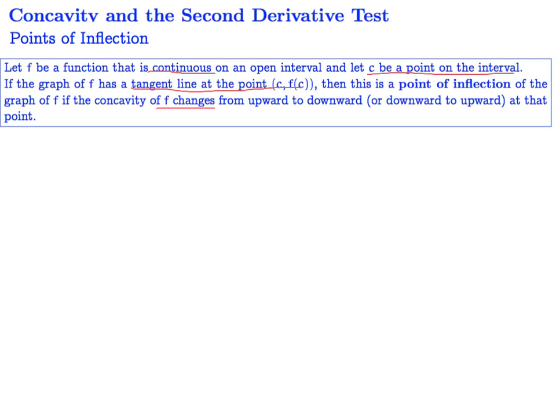I'm going to draw a few pictures of graphs here, and what I want you to do is take a minute to decide: does it seem like a point of inflection? Is it continuous? Does it have a tangent line? And do we actually change our concavity?